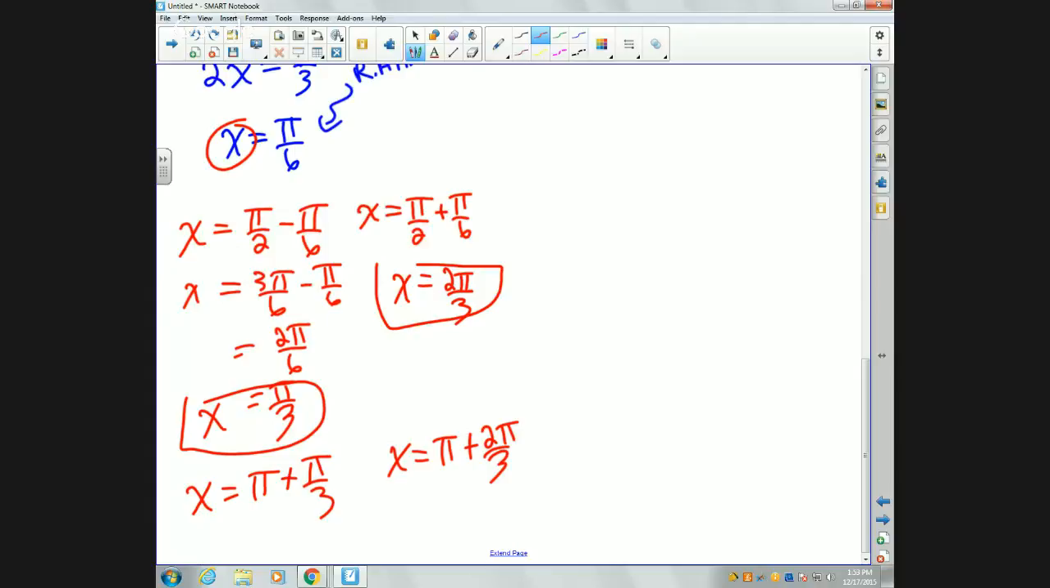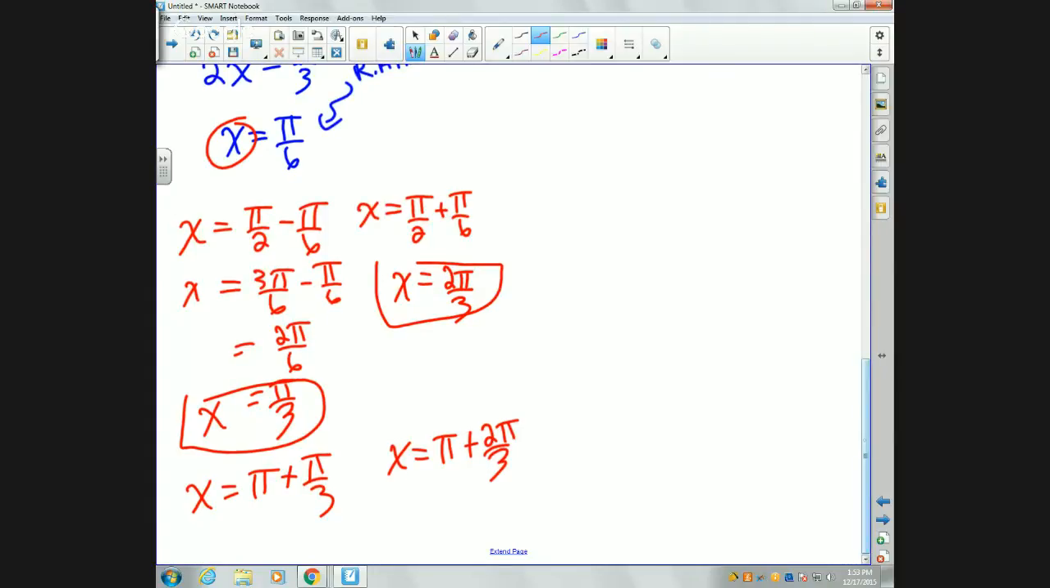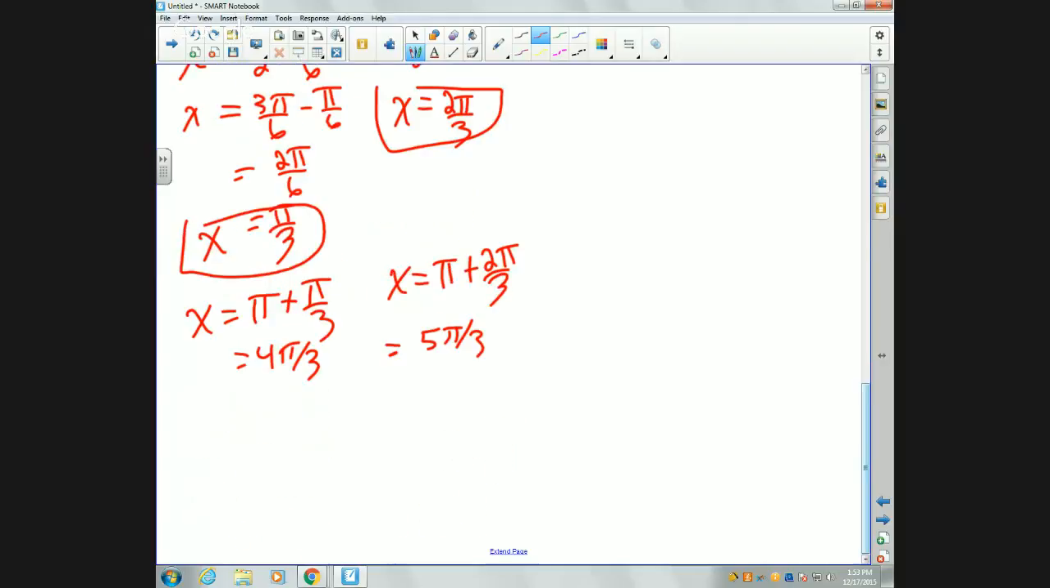I think that works out to actually 4 pi over 3 and 5 pi over 3. Did I do that right? 4 pi over 3. Okay, is that all right? I could look at it after if you want. I didn't use exact values, but like.